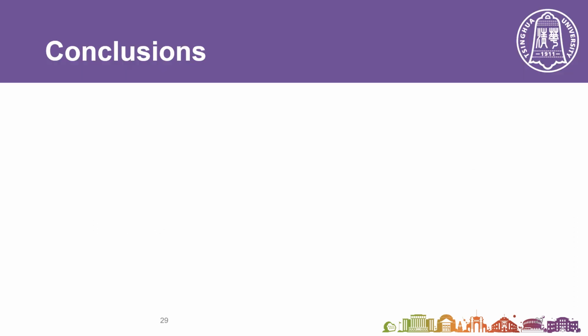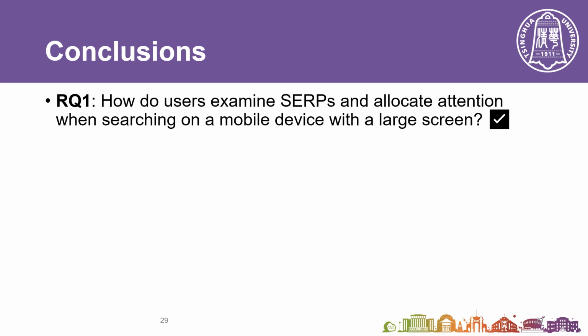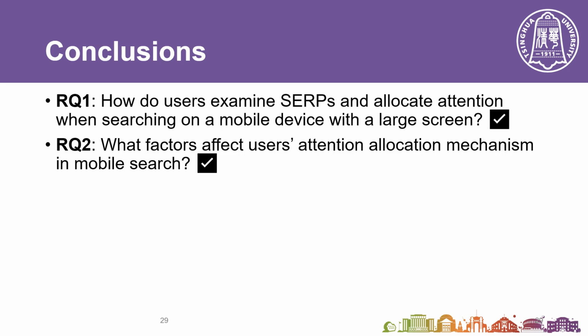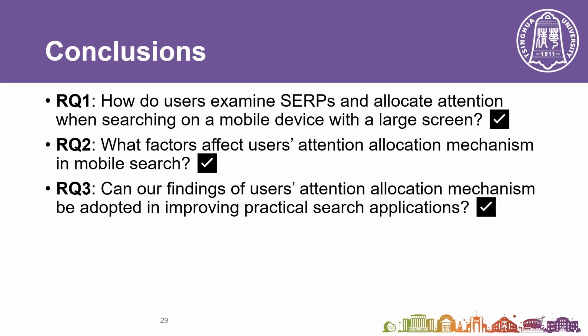In conclusion, in this paper, we investigate how users allocate attention in mobile search on a large screen, especially within viewports. We show the attention may be affected by several factors, such as result rank, viewport offset, result type and presentation styles, snippet relevance, click necessity, and so on. Finally, we show our findings can be successfully applied in the click prediction task.